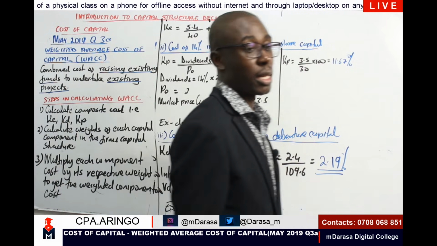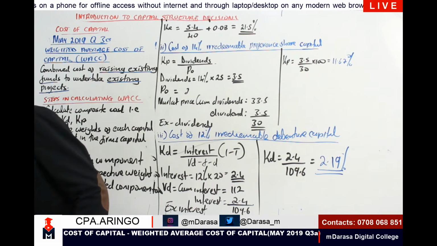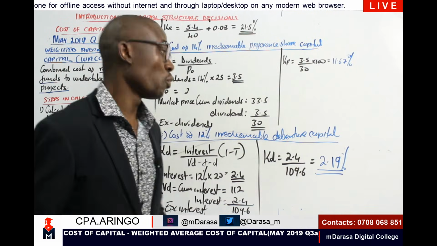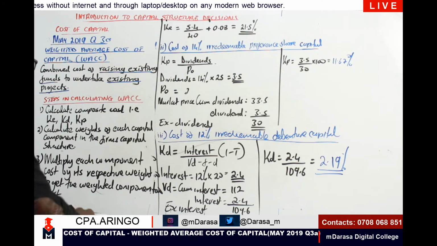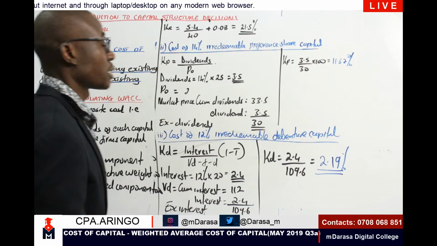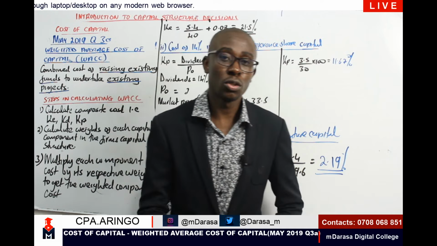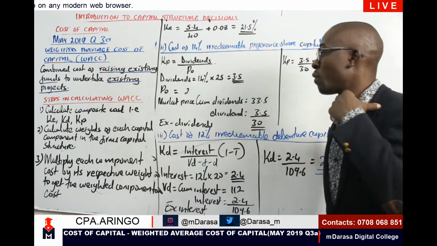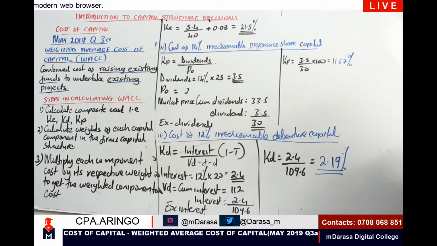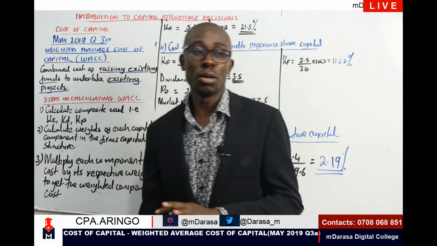That is one thing that again we must understand very clearly. If we are able to follow this procedure clearly, whatever we arrive at will be the weighted average cost of capital. So basically, this is what I want us to have in mind anytime you're talking about the weighted average cost of capital.